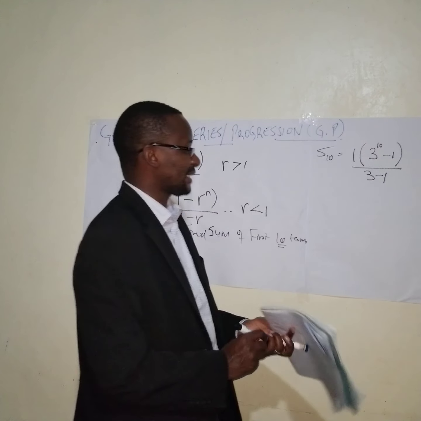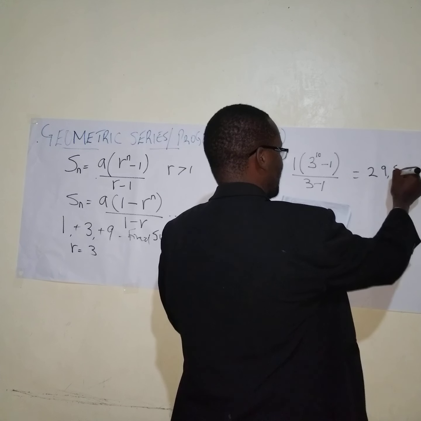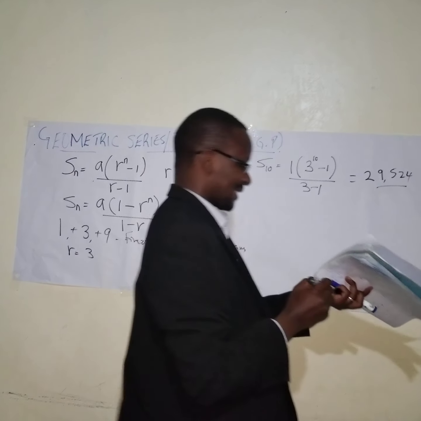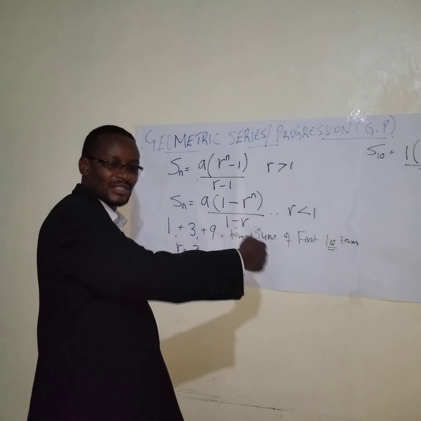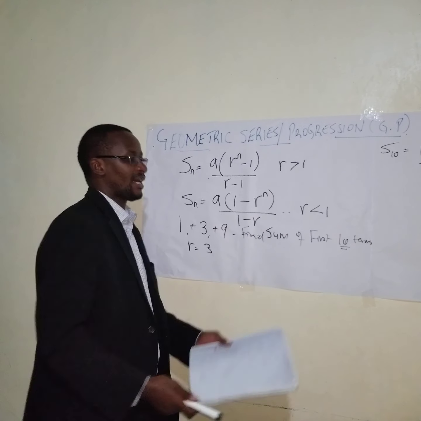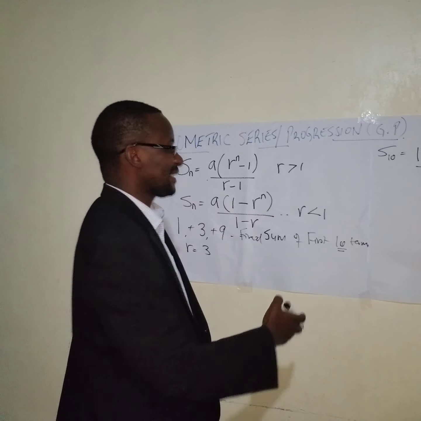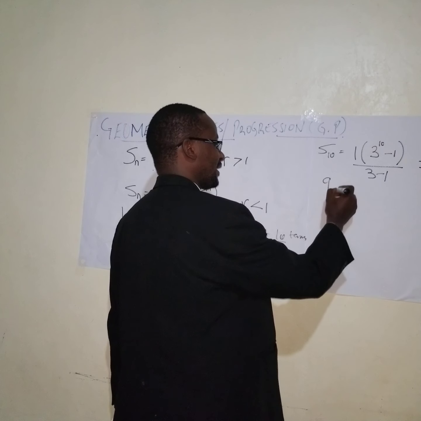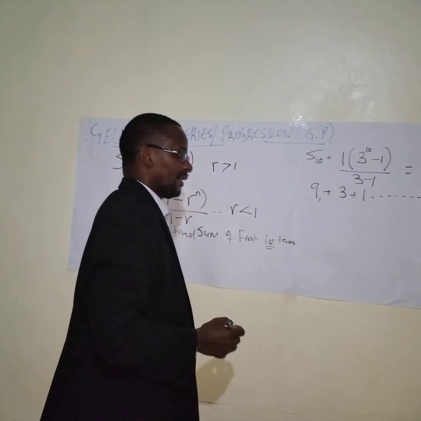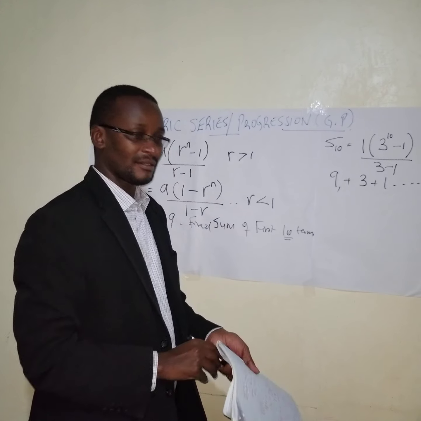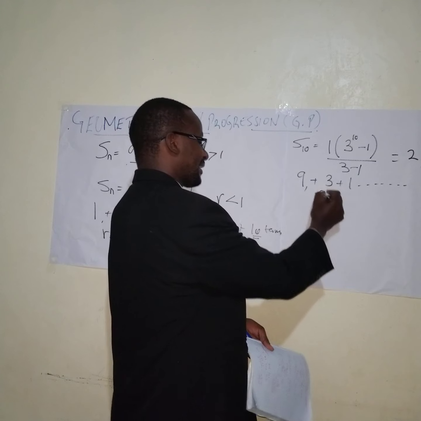When you do that, you will get a number which is 29,524. So that is the sum of the first 10 terms. You can see it's a big one because it's geometric. The number continues increasing by a factor of 3 as we move on. As we had used in the previous example, let's interchange this. So if the progression is this way, r here is now different. It is not 3. It's going to be 3 divided by 9, which is a third. So r is a third.